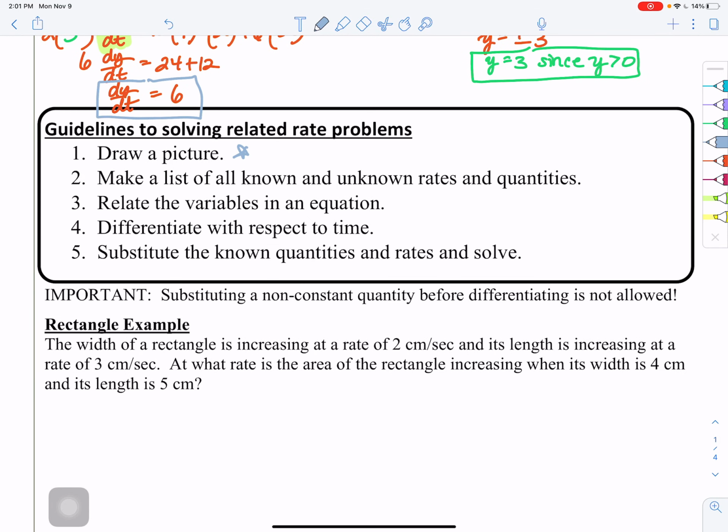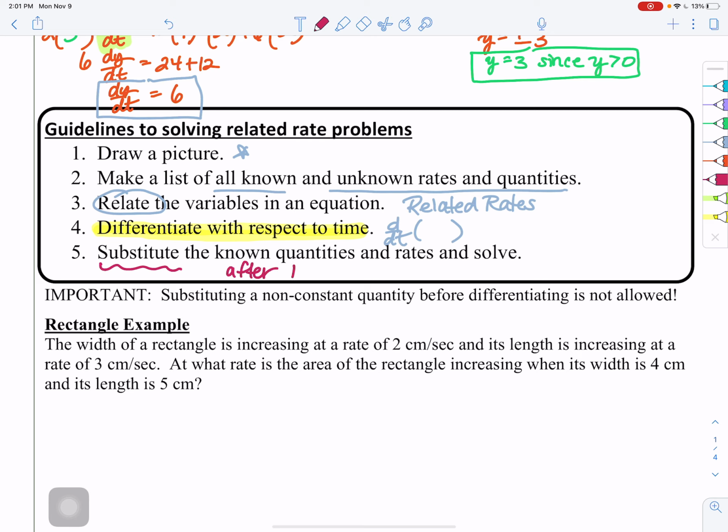We want to make a list of all known and unknown rates and quantities, okay? We need to relate the variables into an equation. Remember, we're studying related rates. Then we will differentiate with respect to time. So everything is the derivative with respect to time. And then we'll substitute the known quantities and rates and solve. So if you notice, we're going to do the substitutions after differentiation. And there's a little note here, substituting a non-constant quantity before differentiating is not allowed.